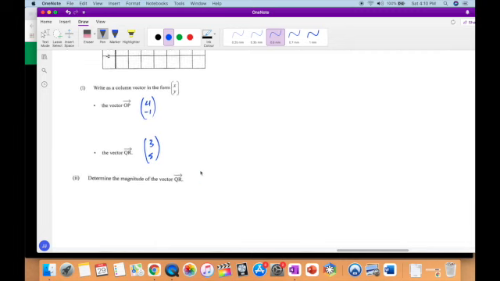Lovely. Determine the magnitude of QR. Well, simple. The magnitude of QR is equal to the square root of 3 squared plus 5 squared, which is the square root of 9 plus 25, which is the square root of 34.